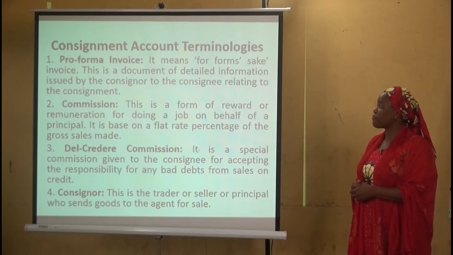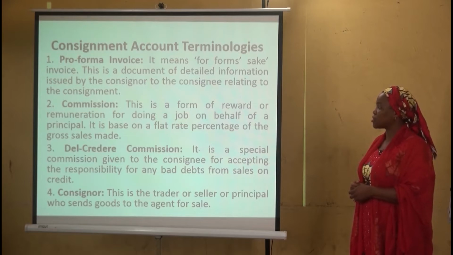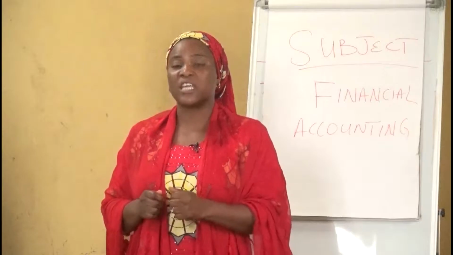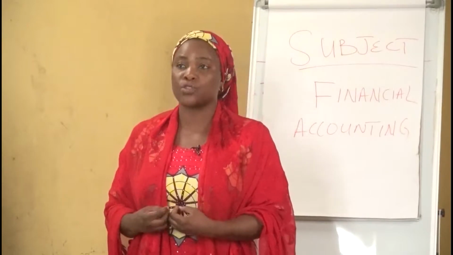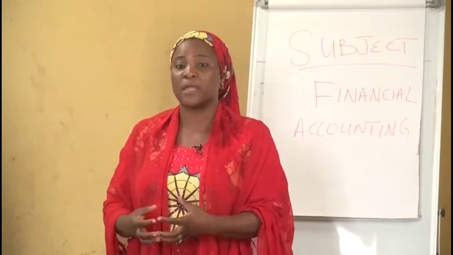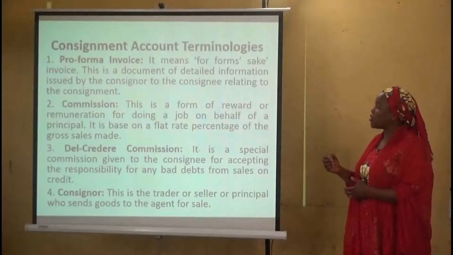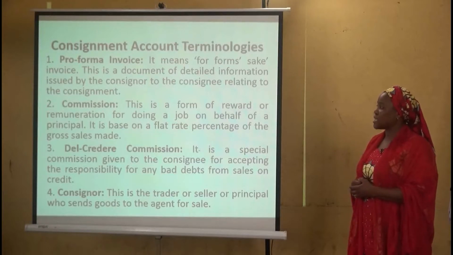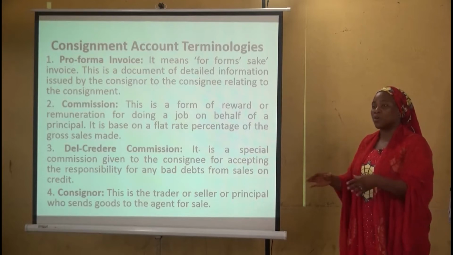Then we have number 2, commission. This is a form of reward or remuneration for doing a job on behalf of a principal. It is based on a flat rate percentage of the gross sales made. Commission is a reward given to the agent after he has finished selling the goods, or even if goods are still remaining, he will be paid commission pending when he has finished selling those goods. And how are these commissions being paid? It is on a flat rate percentage on the gross sale. Maybe you made a gross sale of 150.